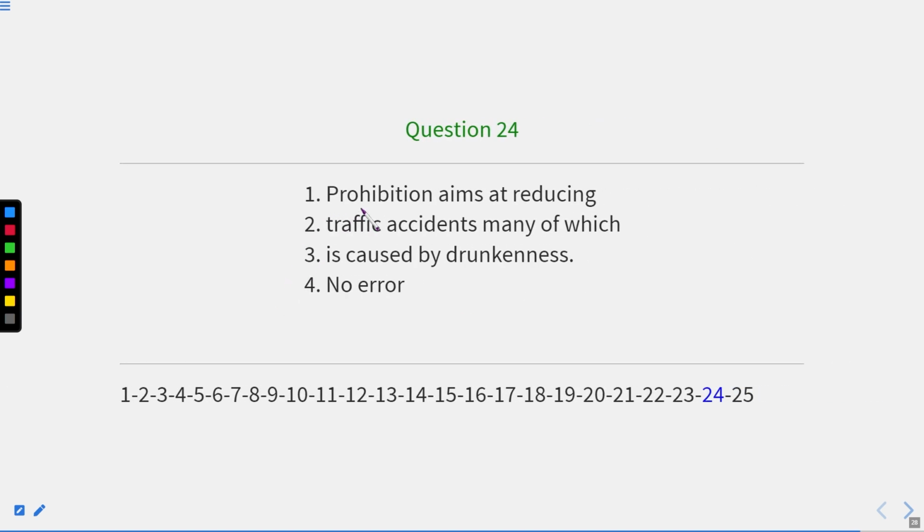This is question number 24. Prohibition aims at reducing traffic accidents, many of which is caused by drunkenness. Now here it is talking about many of which. Many means plural. Many means a large number, or a lot in number. So many is always followed by plural noun and plural verb. So this is incorrect over here. It should be replaced with are, many of which are caused by drunkenness. So here the error will be in part third, where are caused by drunkenness should be the correct usage in place of is caused by drunkenness.